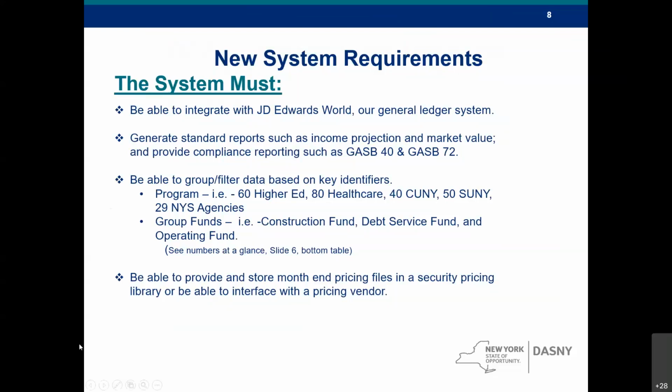It needs to be able to group or filter based on key identifiers. We need the ability to put each fund in a specific group. For example, we should be able to assign all construction funds with a specific code and a debt service with a different code, and be able to run reports that would be able to separate based on these codes.